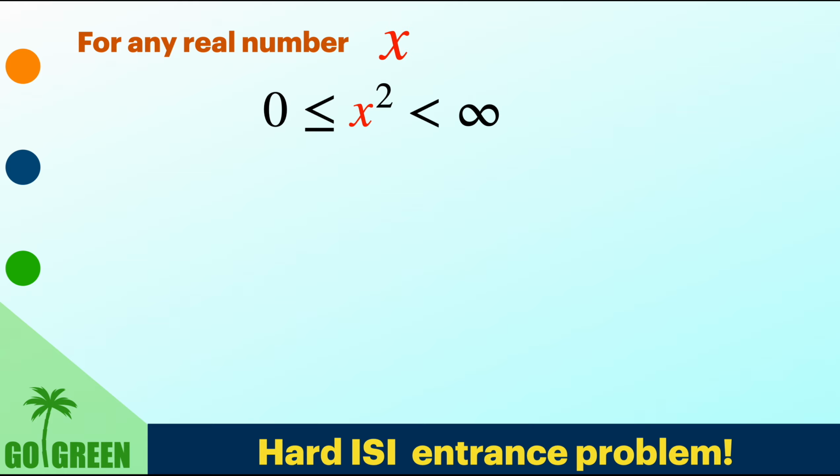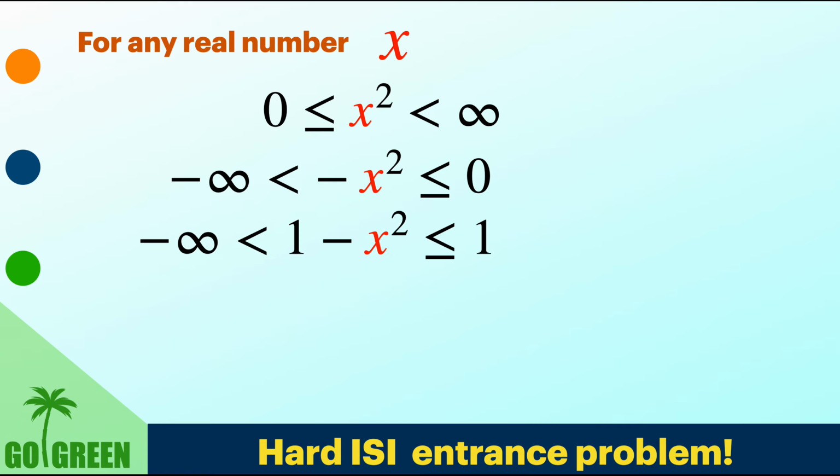Then what happens to minus x squared? So minus x squared is then bigger or equal to minus infinity, because we are doing minus here. And minus x squared is always less than or equal to 0. So minus x squared cannot be positive, because x squared is always positive for any real value of x. Then what happens? Just add 1 to all these entries. So 1 minus infinity is not going to change, it is again minus infinity. This gives 1 minus x squared, the middle term, and on the right 1 plus 0, which is 1.